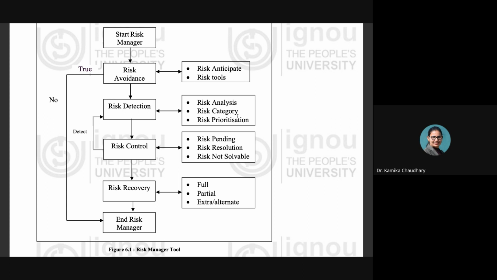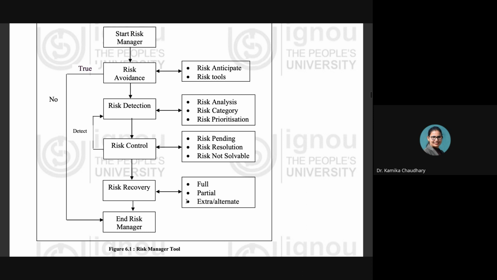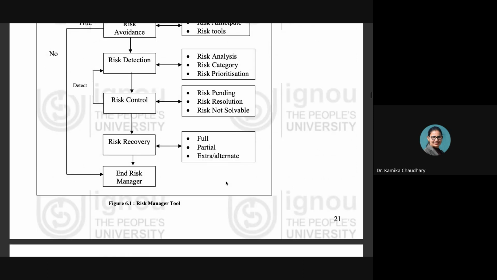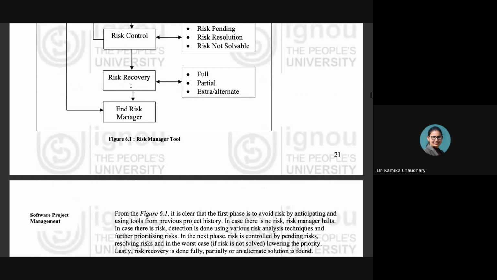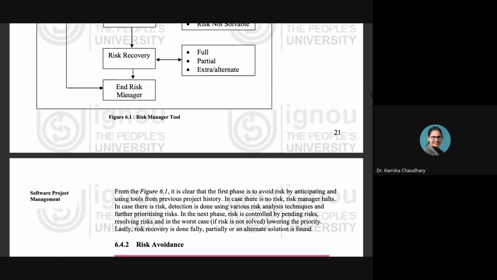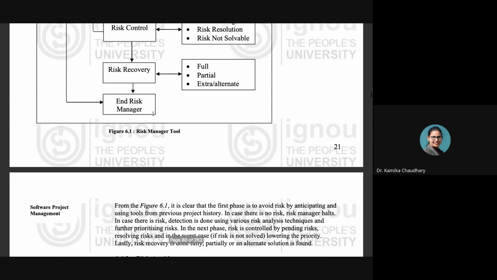Then the detected risks are sent to the risk control and they are trying to be resolved. They are being put into the category of pending or not solvable. Then the risks are sent into the recovery step, and in this step it is seen whether they have been recovered fully, partially, or there is another alternative if they are not recovered at all, and then we are going to end this risk manager. So this is a process which helps us in the overall management of the risk.